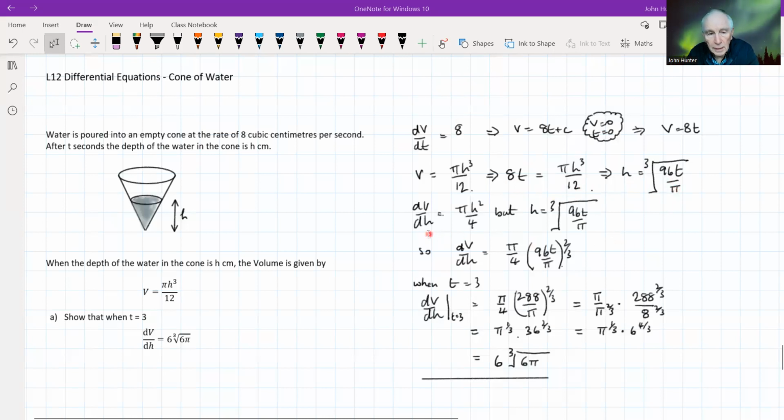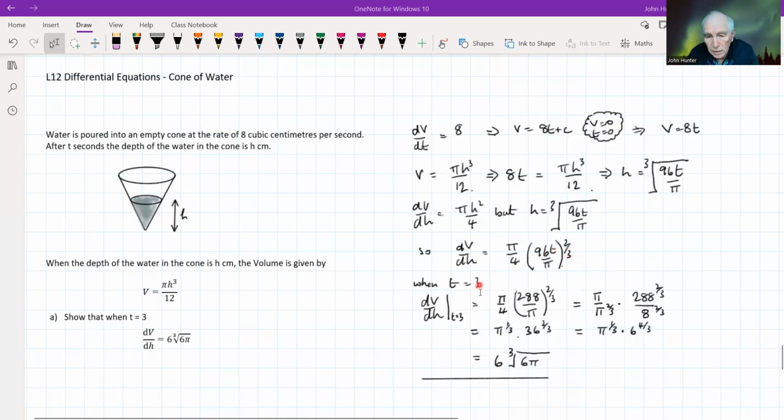All right. Now we've got dV/dh. Well, by differentiating this, we've got dV/dh equals pi h squared over 4. But from here we've got this substitution to make for h. So we're going to stick that into there, and we're going to get this horrible looking thing here: dV/dh equals pi over 4 times all this lot here, 96t over pi to the power of 2/3. All right, you might just need to pause the video and satisfy yourself of that, but that's basically what we've got. Now, we're asked to evaluate dV/dh when t equals 3. Well, we can do that now.